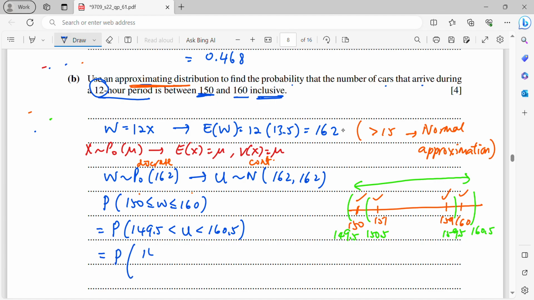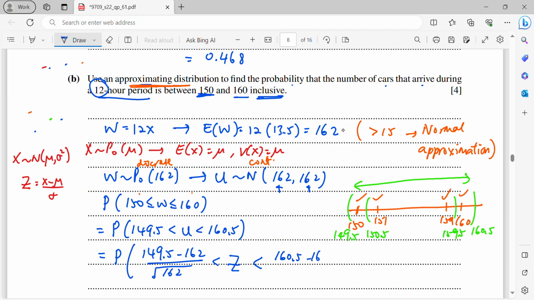So it will be 149.5 minus the mean. Mean is 162, and this is the variance, so over the square root of variance. Because when you standardize, the formula is basically X is normally distributed, mean mu, variance sigma squared. The Z is X minus mu over sigma. So the sigma is the square root of sigma squared. Alright, now the middle one should be changed to Z, then less than 160.5 minus 162 over the square root of 162.